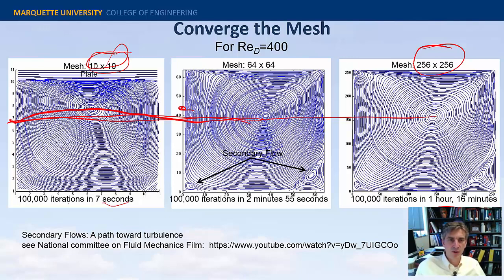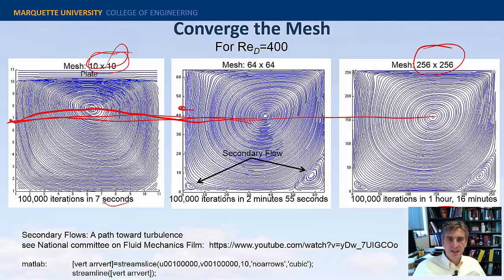And if you want to see a nice video on that, the National Committee on Fluid Mechanics has a video, of course, specifically looking at secondary flow, so be sure to Google that. And then just for your own information, how I generated these plots is using this stream function, this combination of stream slice using the data dump for the U and the V with no arrows in the cubic fit. And then you actually plot them here.